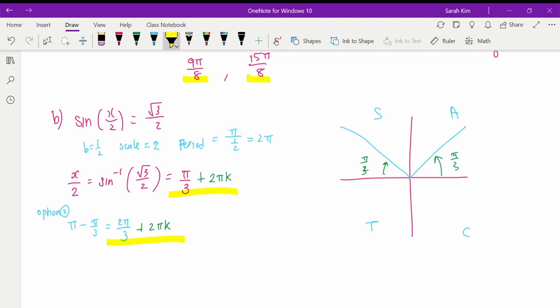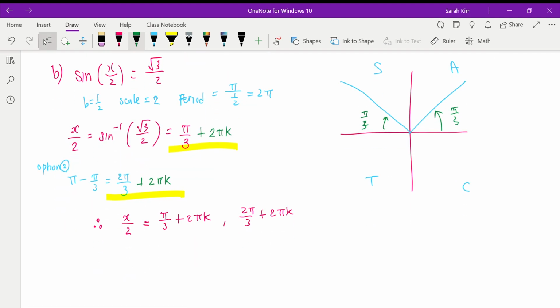Okay. Now I've got to write my answer. So therefore, my solution, x over 2. Now just notice that it's x over 2, not x. So you need to remember that. Is pi over 3 plus 2 pi k, and then 2 pi over 3 plus 2 pi k. Alright, so what we're going to do now is get rid of the divide 2 by timesing 2 to everything. Okay, and then I should get my answer for x. So if I times it by 2, I get 2 pi over 3 plus 4 pi k.